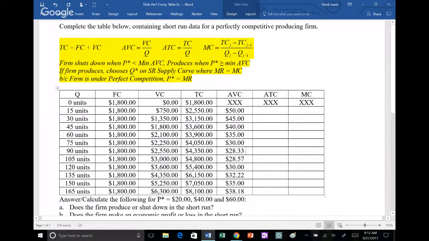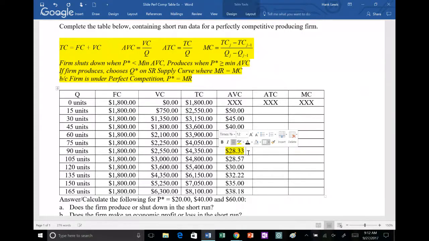Now, remember the short-run shutdown rule requires that we compare P star to minimum average variable cost. All that minimum means is the smallest. And if you go through this table, you'll find that the smallest average variable cost value is, in fact, $28. I don't know why I keep wanting to say 38.